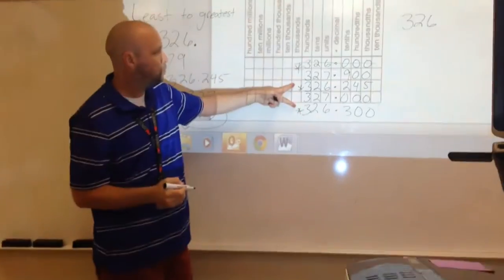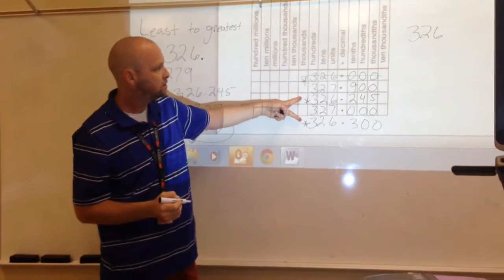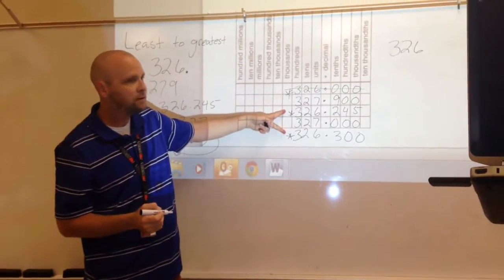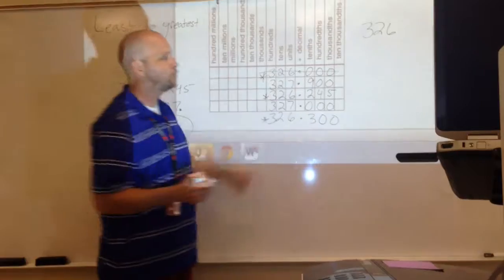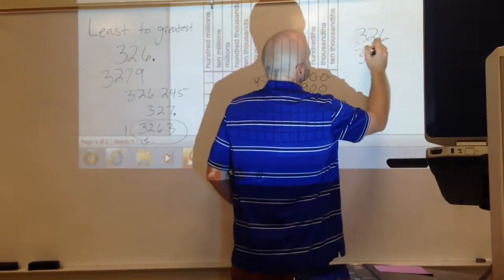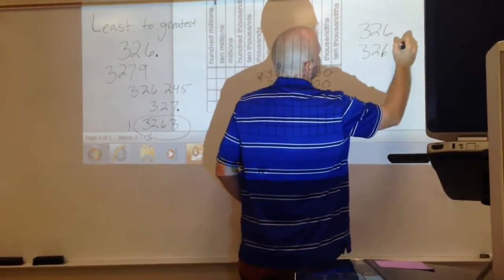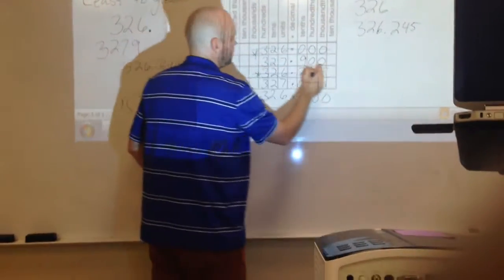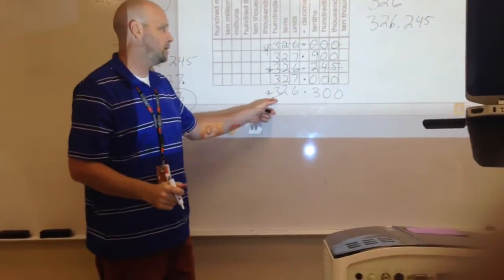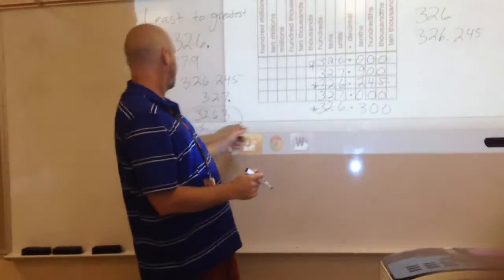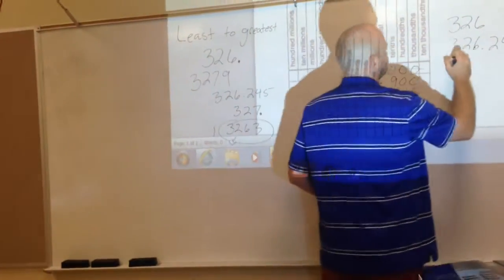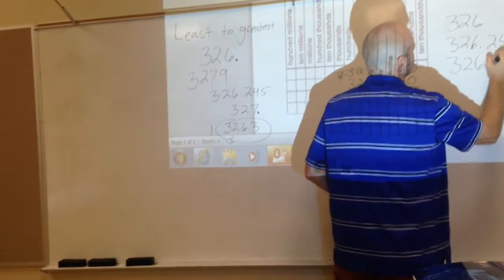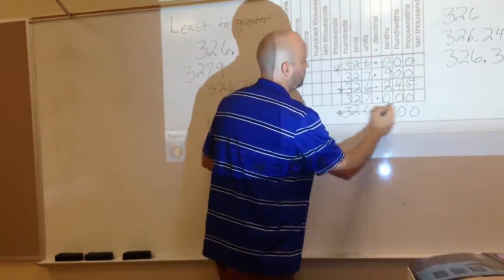Now out of these two, which one's the smallest? 326 and 245 thousandths. So 326 and 245 thousandths. I'm done with that one. Obviously, my next one is 326 and 3/10. Okay, so I'm done with that one.